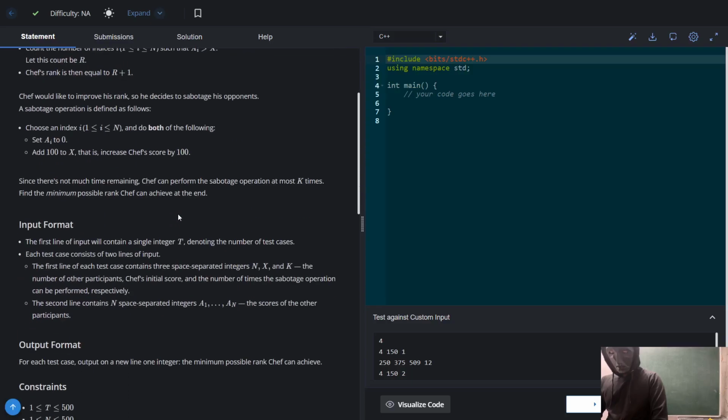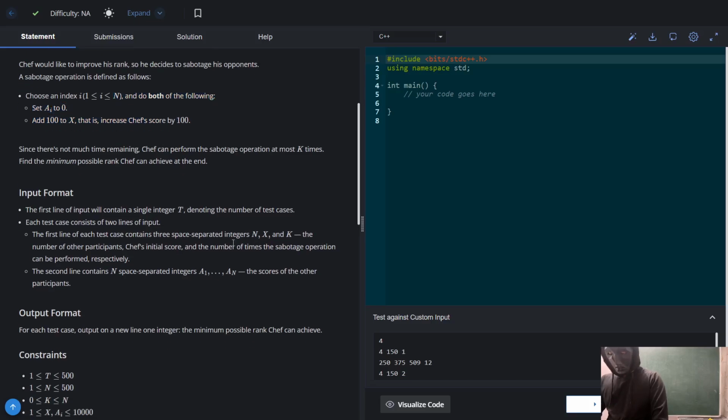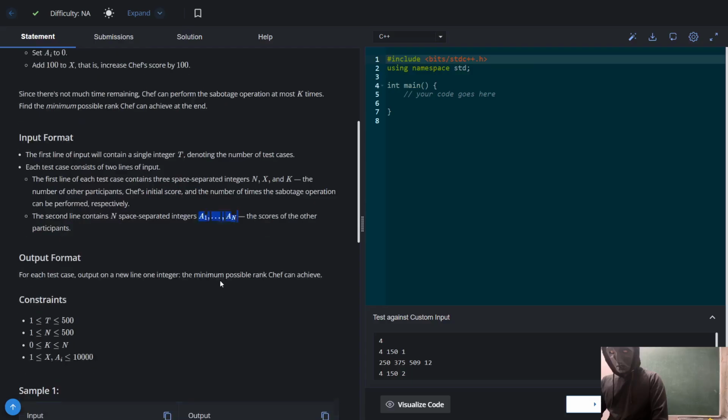It's a greedy approach where I will be sorting the array. The input format is that we have test cases. For every test case, we have three integers N, X, and K. N is the number of opponents, X is the score of Chef, and K is the number of times at most he can do the sabotage operation. The second line contains N space separated integers, the scores of the other participants.